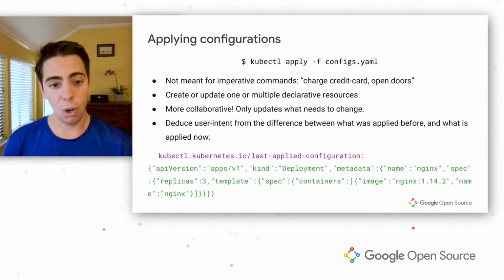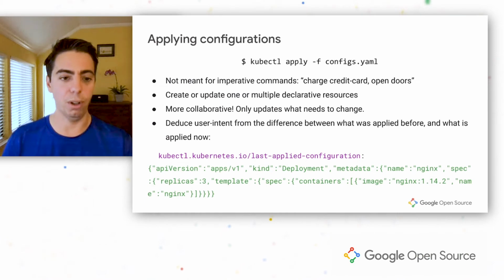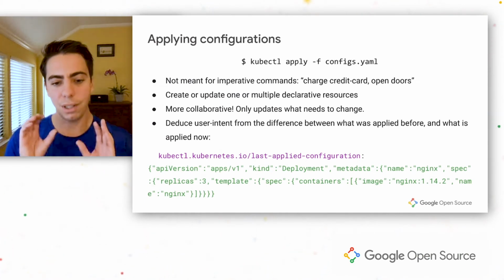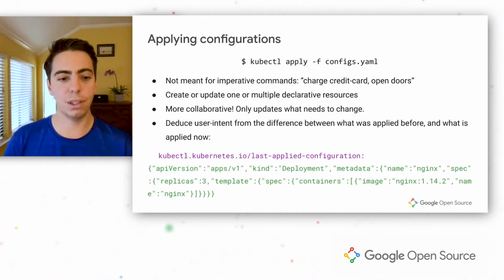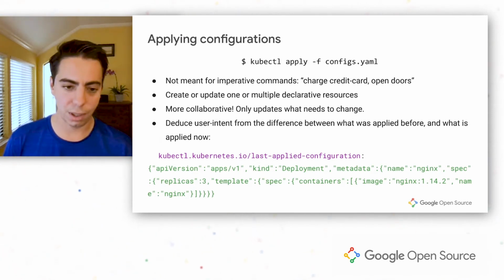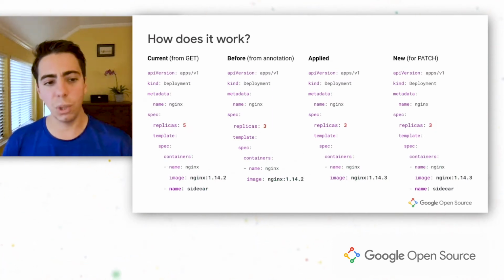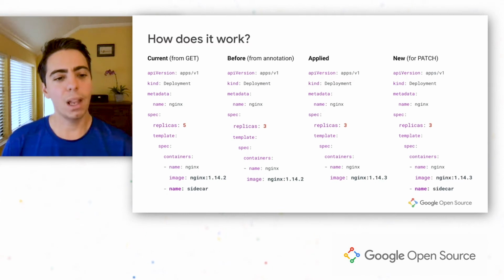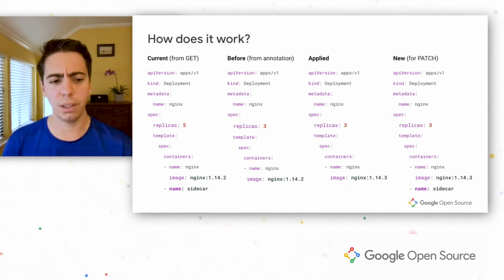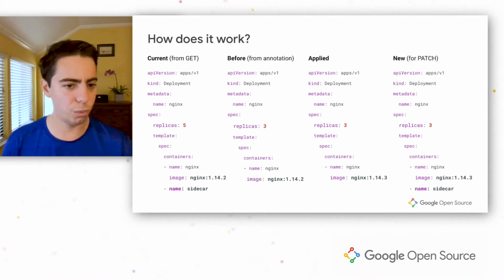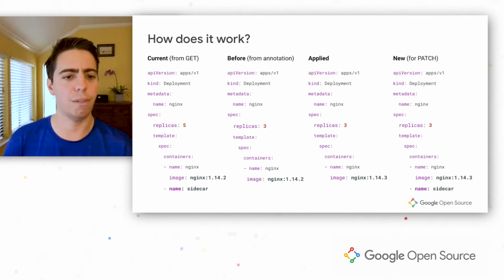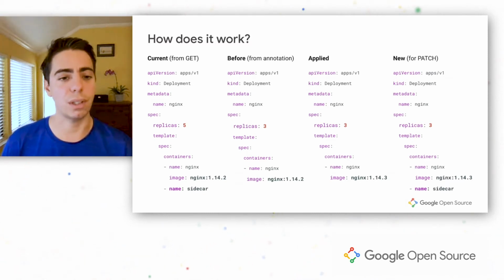So as you can see here, we have the entire object that we've seen before inside the annotation saved in the object. This is literally how we save the old configuration in Kubernetes with kubectl apply. How does it work? We can see on the left that we get the object from the server, and we can see that the number of replicas is 5. The image is nginx 114.2, and it has a sidecar container, and I've removed the details of the sidecar because they're not relevant here. But we can see that there is a sidecar.